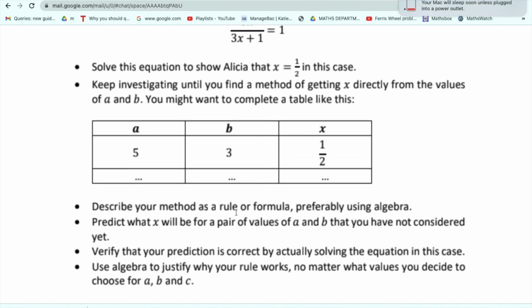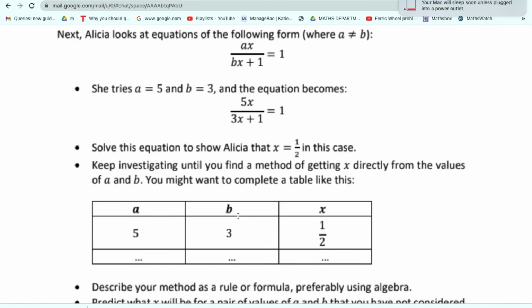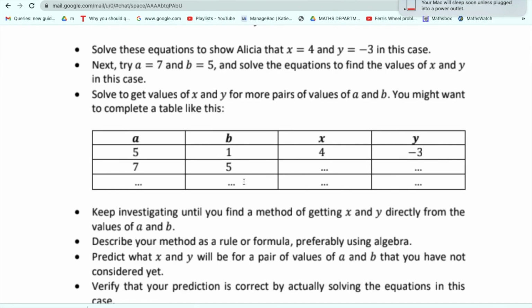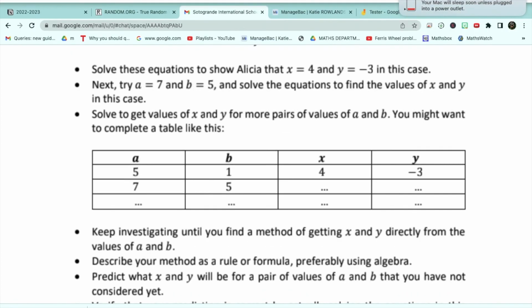Going back to this investigation, you need to carry it on. And it's very similar to section A, apart from this time we are dealing with a single equation, rather than a simultaneous equation. Good luck with this preparation. Please revise it before your real investigation next lesson.